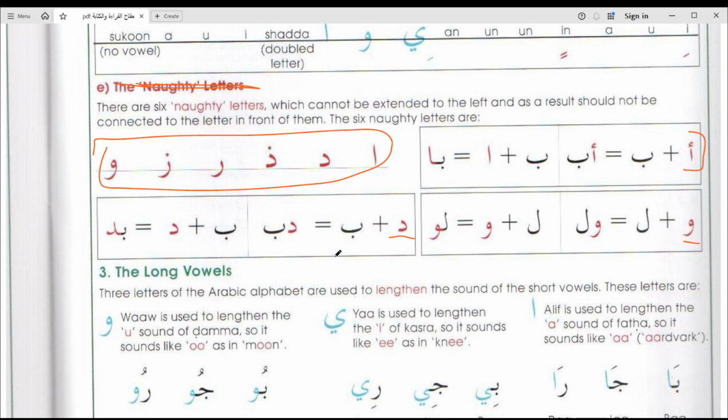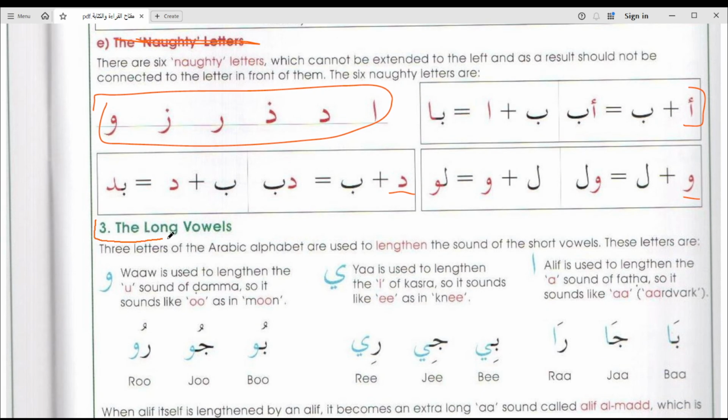In Arabic, we also have the long vowels. The long vowels in Arabic are 3 letters of the Arabic alphabet used to lengthen the sound of the short vowels. These letters are Alif, and Alif is used to lengthen the A sound of the Fatha. So it's going to sound like A.